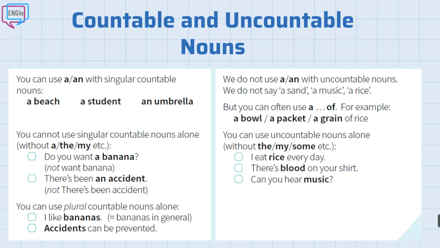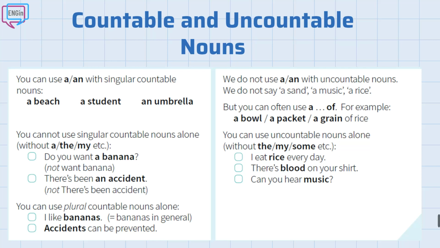Please mention that we can use the article "a" or "an" with singular countable nouns, for example, a beach, a student, an umbrella. But we cannot use singular countable nouns alone. "Do you want a banana?" "There's been an accident." We can use plural countable nouns alone. For example, "I like bananas," "Accidents can be prevented."